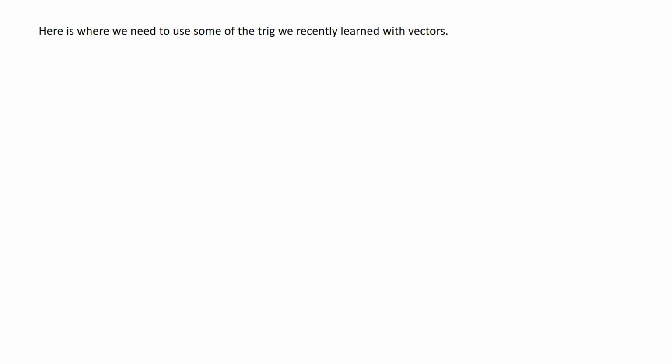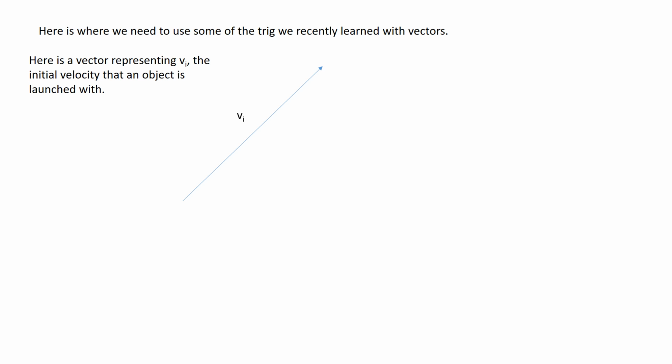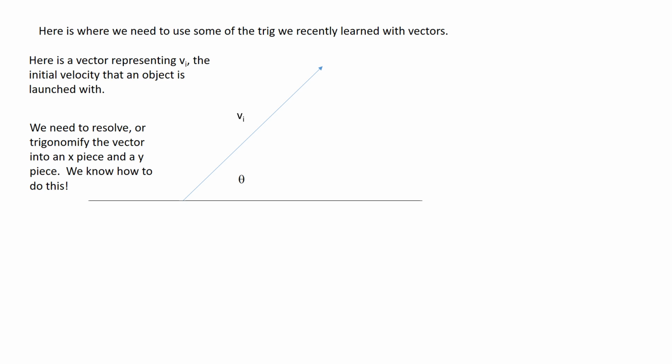Here's where we need some of the trig that we used before. So here's a vector representing the v initial. There it is. It's an object that we're going to launch at some particular angle. Here's the angle that we make with respect to the ground. We need to resolve this vector. We know how to do that. We need to break it into an x piece and a y piece.